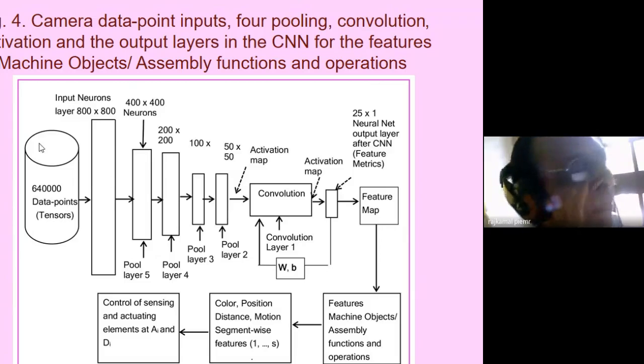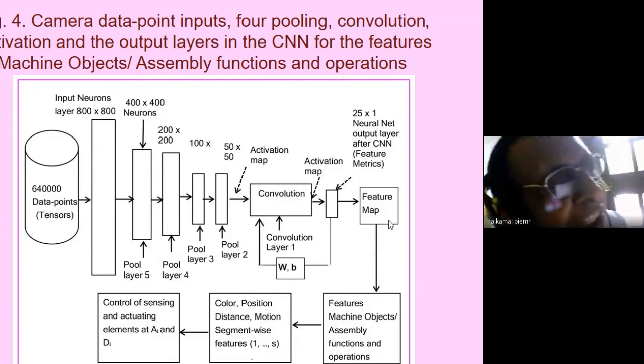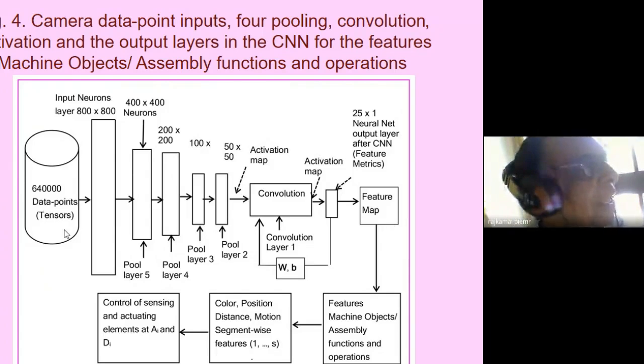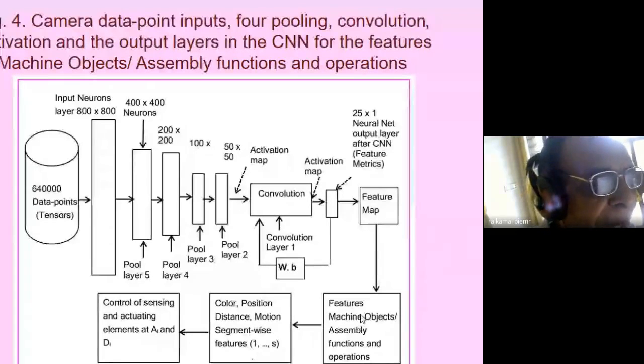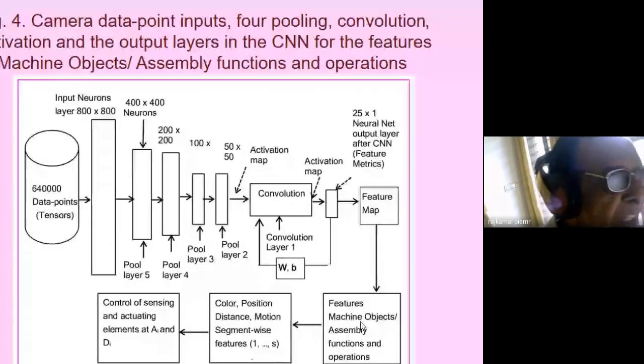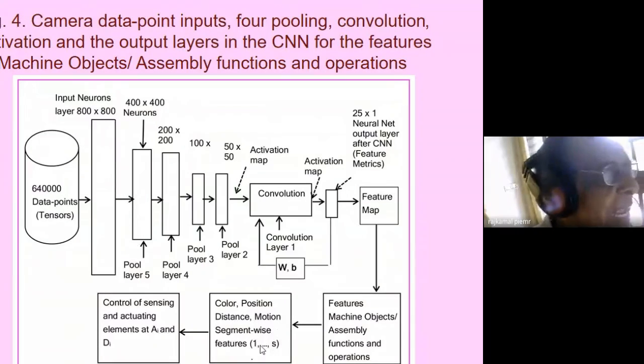So basically, the convolutional neural network is an algorithm which generates the feature map in the output from the input data points. And the feature map can give you the features of machine objects, the features of assembly functions, the features of assembly operation, the features of color, position, distance, motion, and segment-wise features. And then it is used for controlling the sensing and actuating elements at the assembler and the disassembler unit.